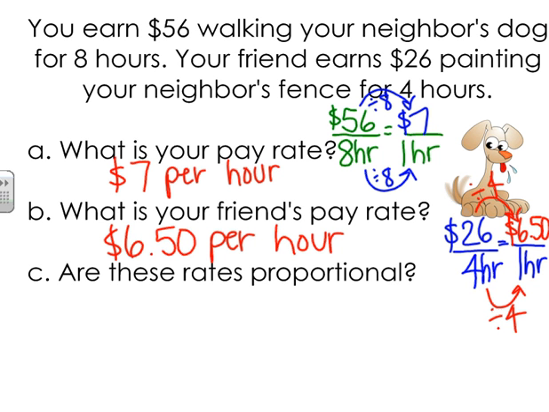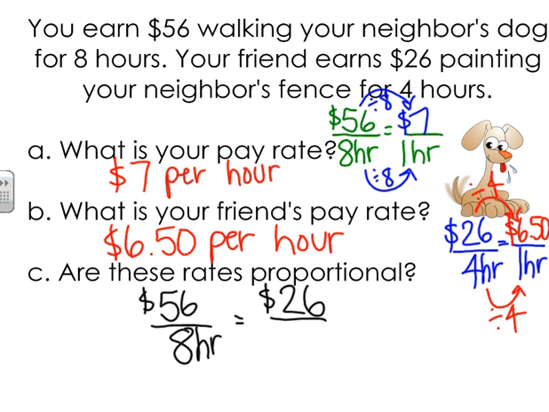And then part C, are these rates proportional? Well, we just simplified them down into unit rates and they are not the same. So we could say no, these rates are not proportional. I'm going to solve it a second way just so you can get used to the cross products. And we're going to set up our $56 over 8 hours, and we're going to put that equal to $26 over 4 hours.